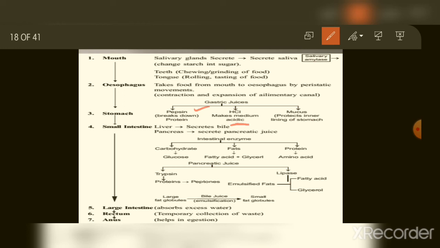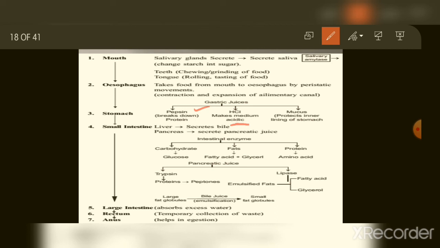Bile juice acts on fats. Fats are present in the intestine in the form of large globules, so it will be difficult for the enzymes to act on them. So bile salts will break them into smaller globules. After that, bile gives the color to the waste of undigested food. The general color it will give is yellow.